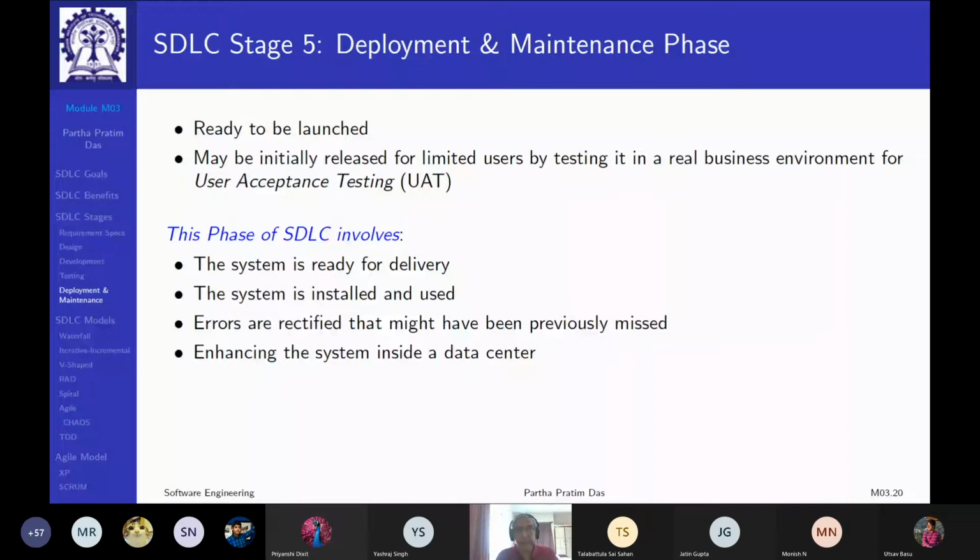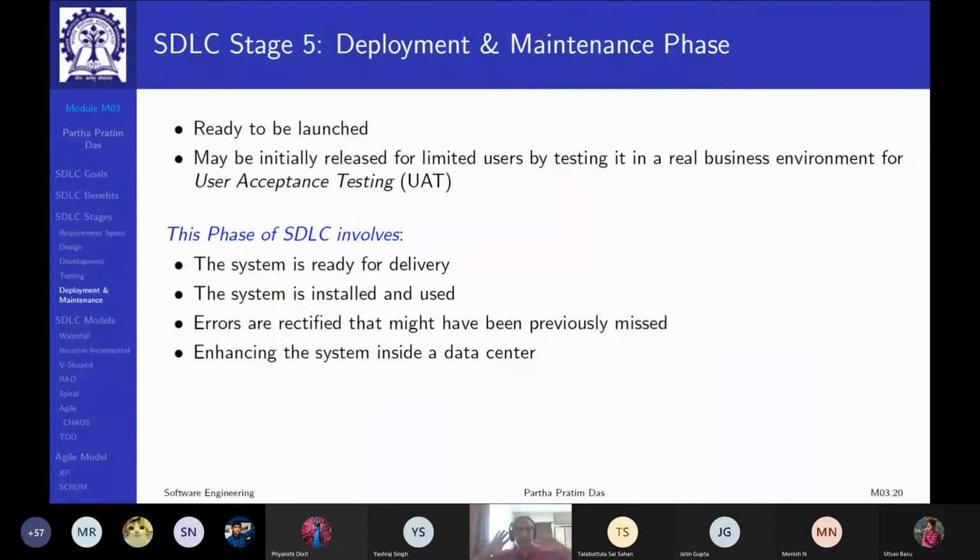Because only if those tests are successful do you get a UAT. It's called user acceptance testing. That is, the user has finally accepted that the solution you have given is satisfactory. So this phase involves that the system is ready for delivery, it is installed and used, and errors that might have been previously missed are rectified. It will be very expensive if you have missed those. You may enhance that system inside a data center, and so on and so forth.